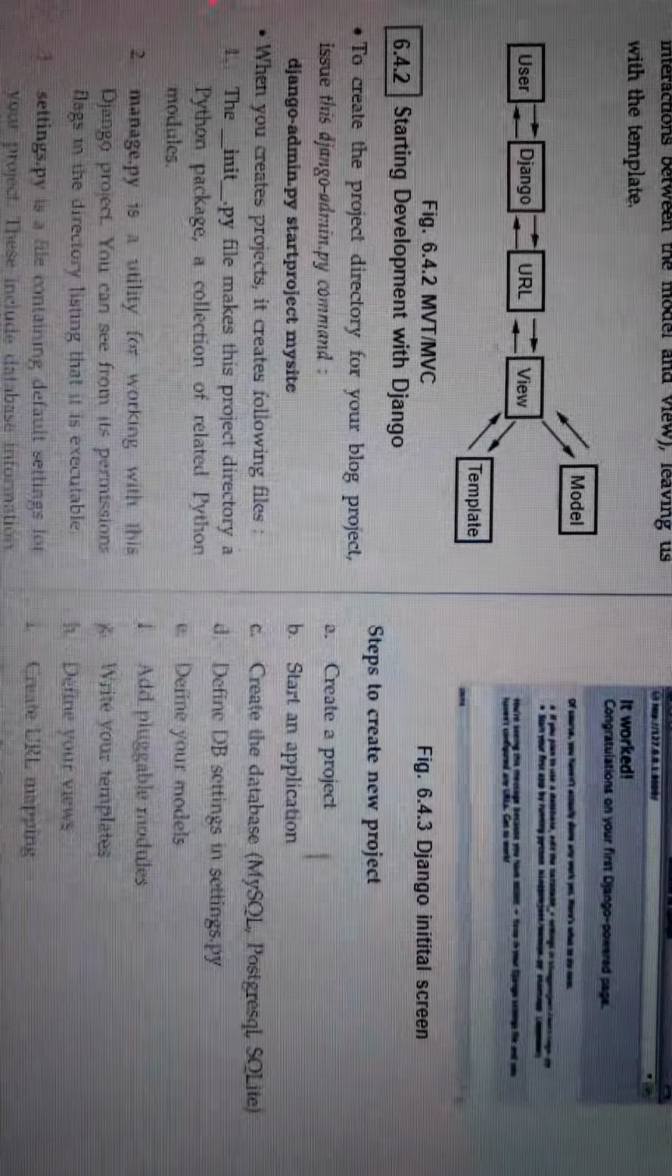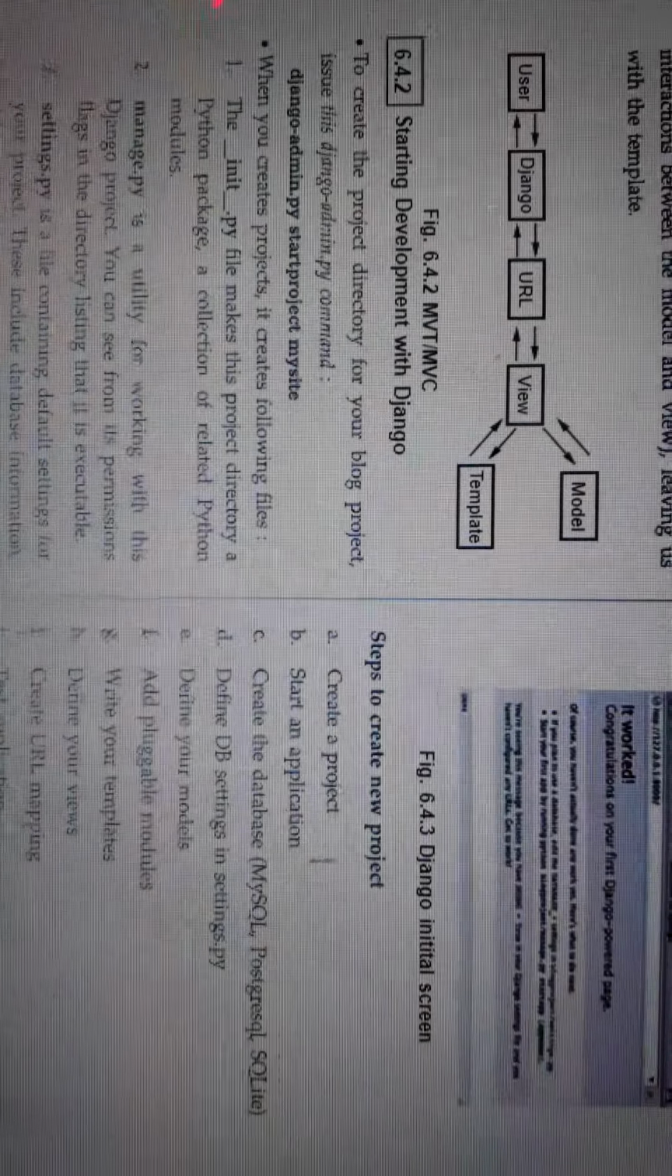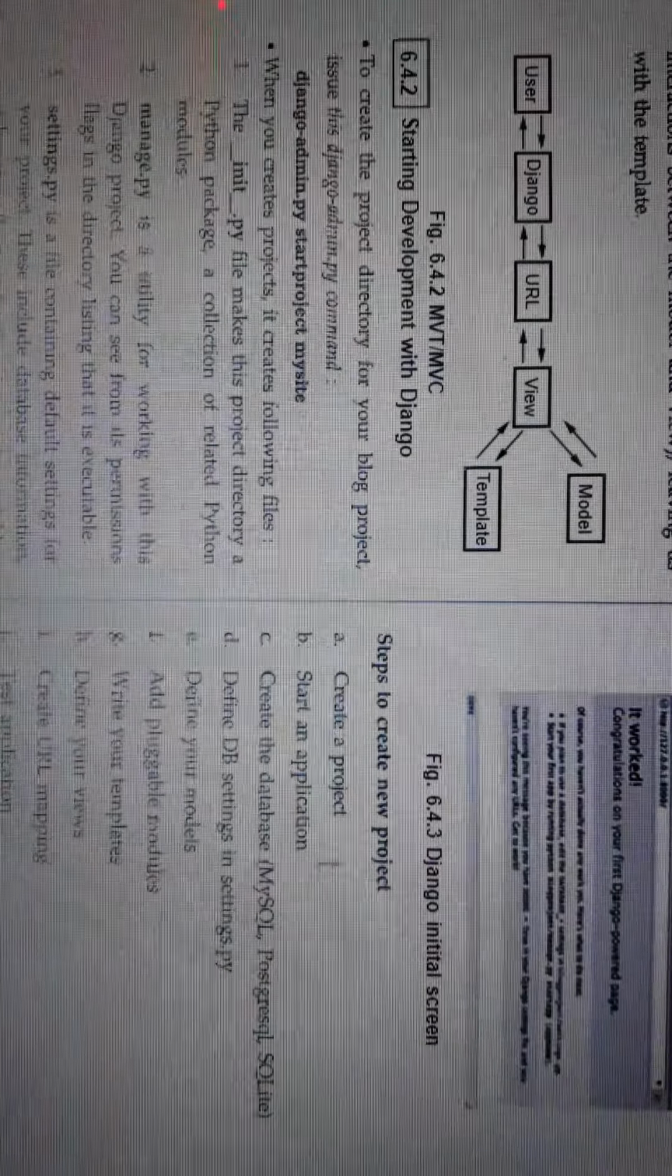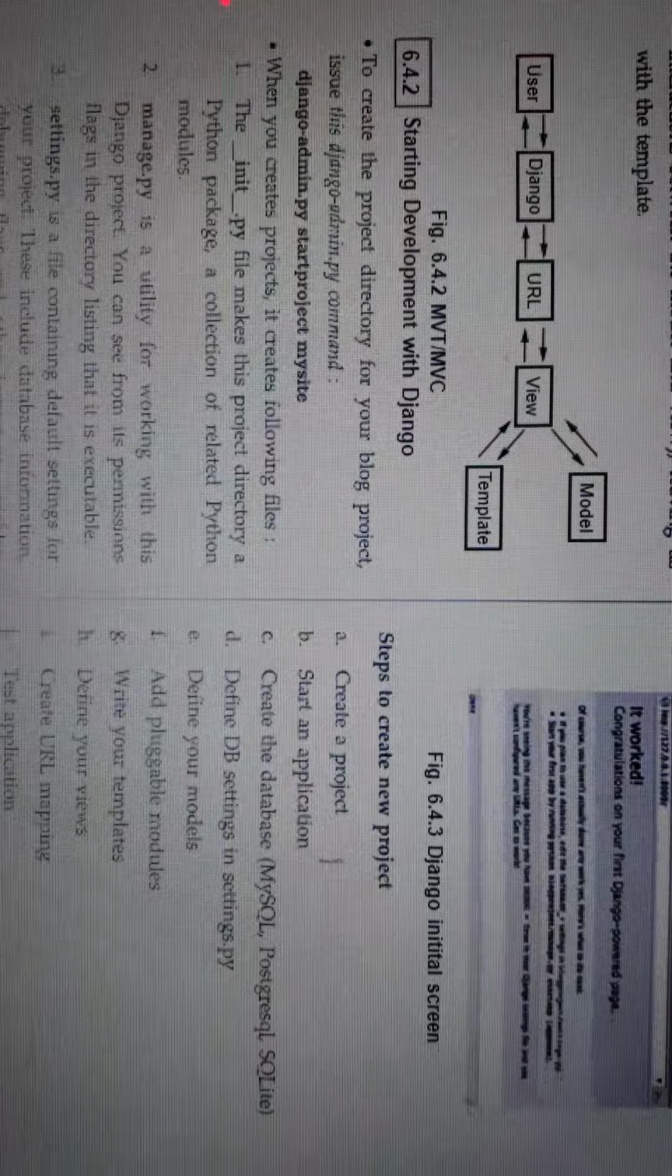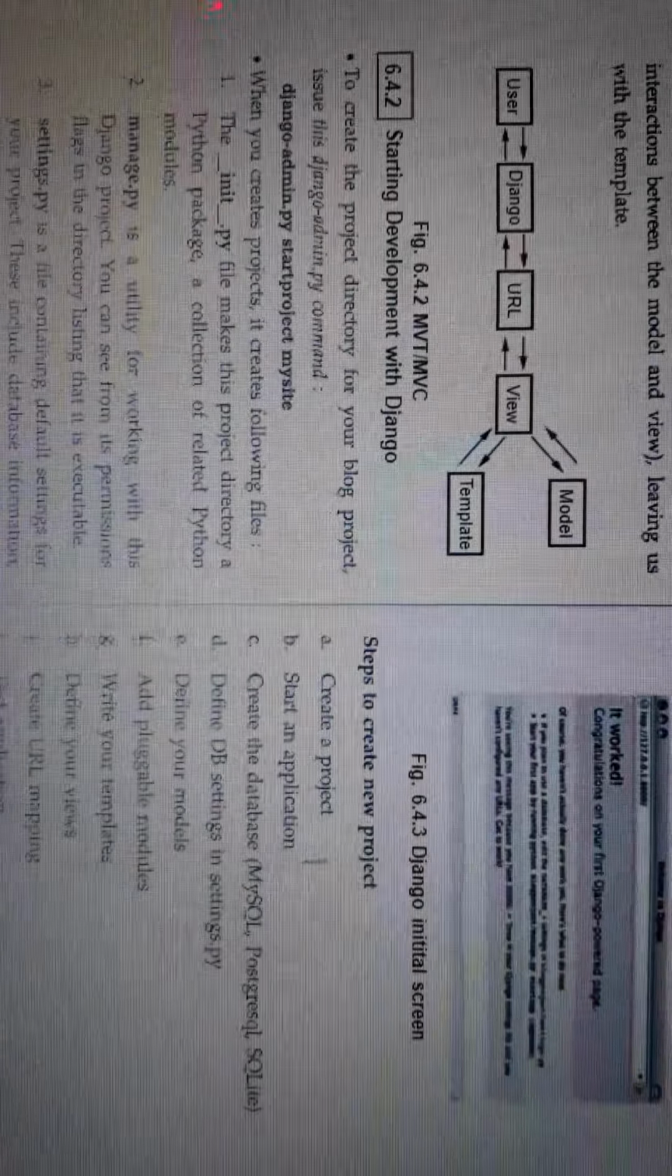Starting development with Django. To create the project directory for your projects, use django-admin.py startproject command. When you create a project, it creates the following files.